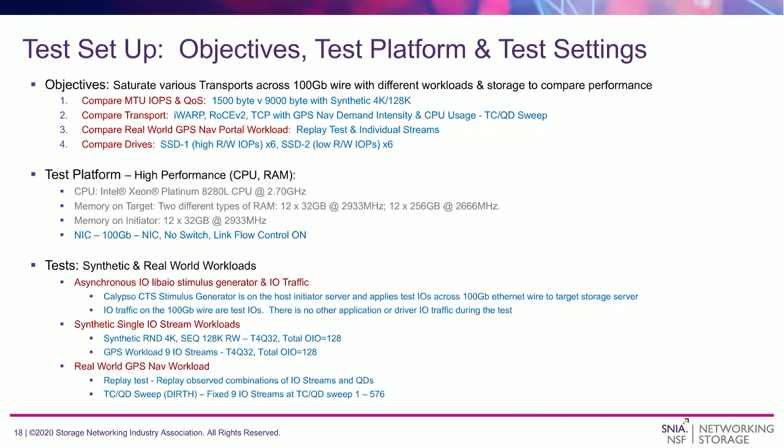And the purpose of these OIO settings is to set the demand intensity. So that's a knob where you can turn how high you want the demand intensity to be, to see if you are generating enough IOs to saturate the storage and/or provide enough stimulus to the 100 gigabit wire to see if there's a performance difference.